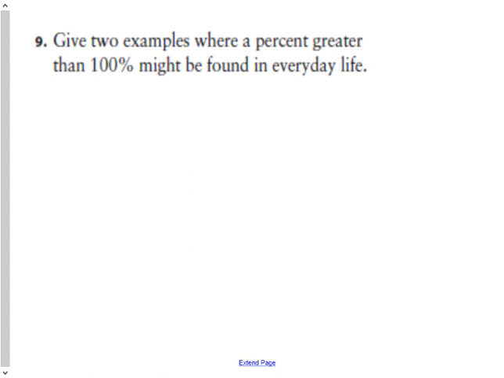Question 9, give 2 examples where a percent greater than 100% might be found in everyday life. If you play the stock market or you invest, and you invested, let's say, $20, you put $20 in, and if you got 100% of your money back after investing it, you will get all of your $20 back. That would be 100% of your money at the end of a term.